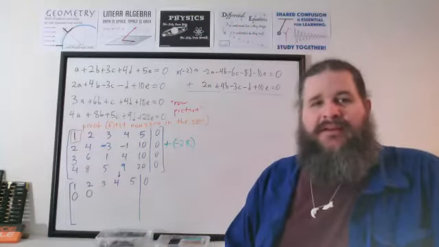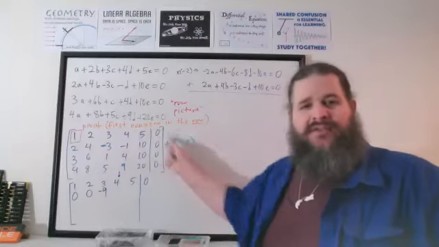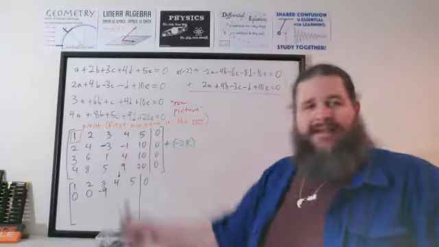Next, we've got -3. We're going to add -2 times 3. So we're adding -6 to the -3 that's already there to get -9. Then we've got a -1. We're going to add -2 times 4. So that's -8 added to the -1 that's already there.